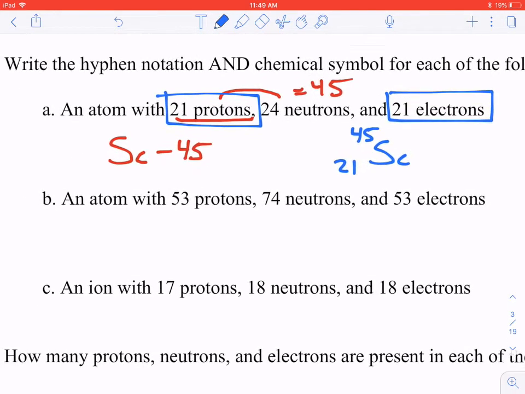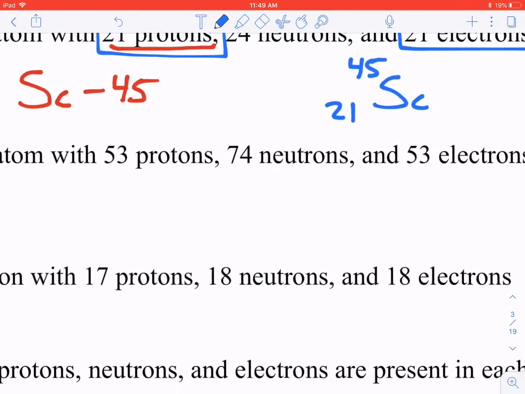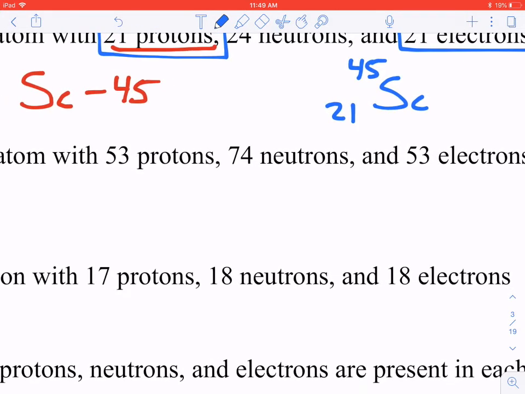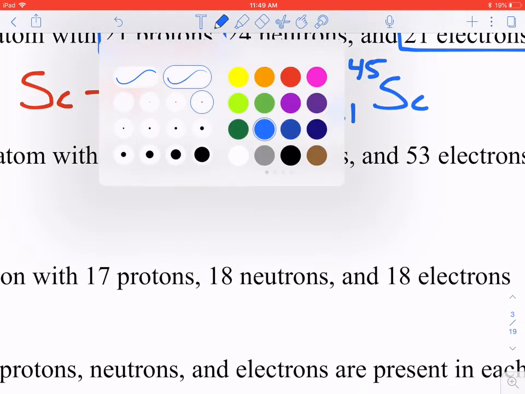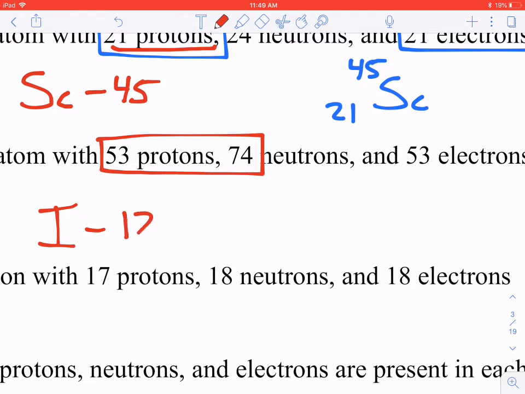Let's try the atom that has 53 protons, 74 neutrons, and 53 electrons. Let's again find it on our periodic table. 53 is next to iodine. So we could write out iodine, followed by the mass number. The mass number is 53 plus 74. So if you do 53 plus 74, you are going to get 127.